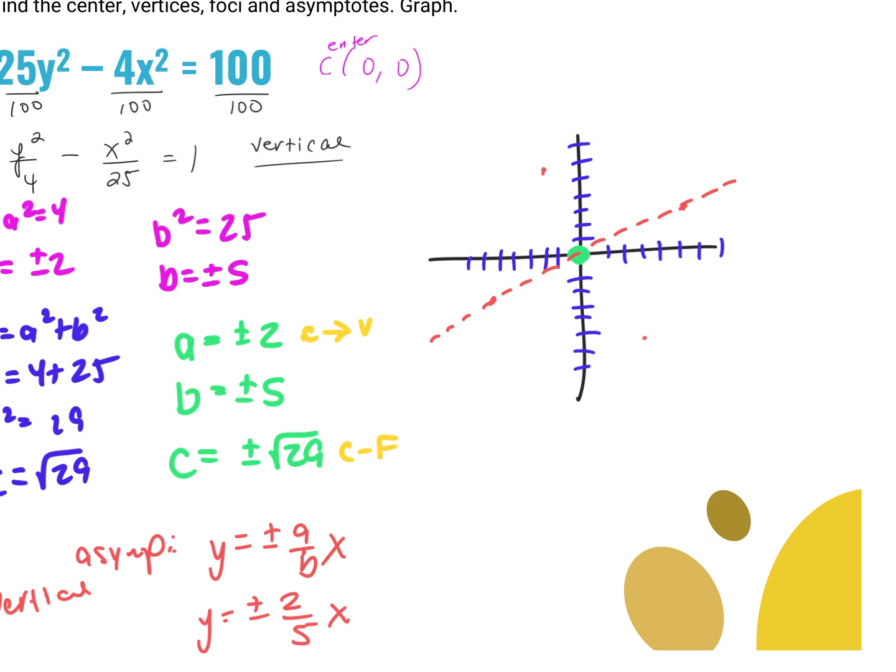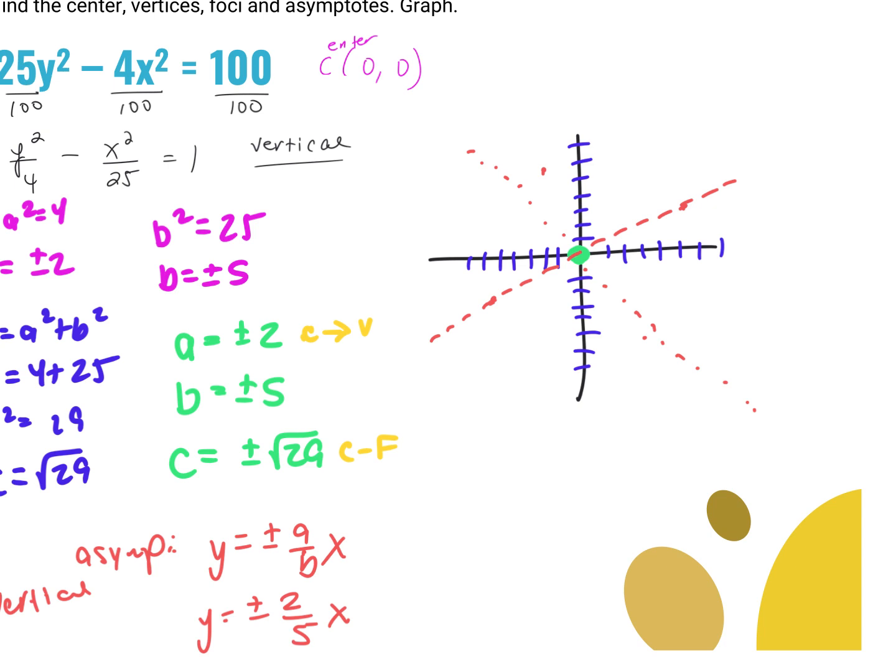Did I go over too far? No, it's just my lines are not spaced very well. It should look something like this. It's just because my tick marks aren't great. But we got our slope, right? Up 2 over 5? Okay.